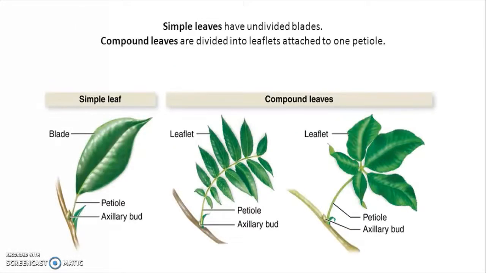Now, simple leaves have undivided blades. Compound leaves are divided into leaflets attached to one petiole. So here is another example of a simple leaf, this one. The blade, then the petiole, axillary bud, and then the compound leaves with leaflets, like more leaves connected to the petiole. And the third one is also more leaves connected to the top, or to the end of the petiole. Yes, very good.